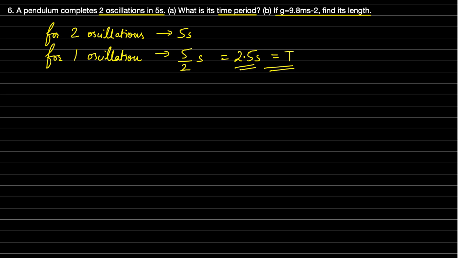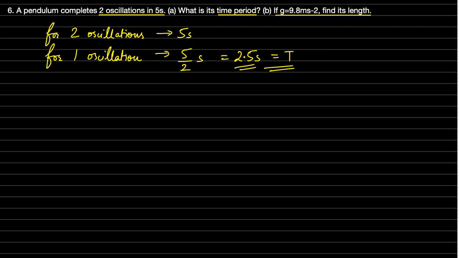This came by unitary method. If you have not understood this, let us take an example. Suppose 2 pens cost rupees 10. What will be the price of 1 pen? So 1 pen will be 5 rupees. All of us know that. How do you get 5 rupees? 10 divided by 2. Similarly here, 2 oscillations, 5 seconds. So for one oscillation, it will be 5 by 2 seconds.